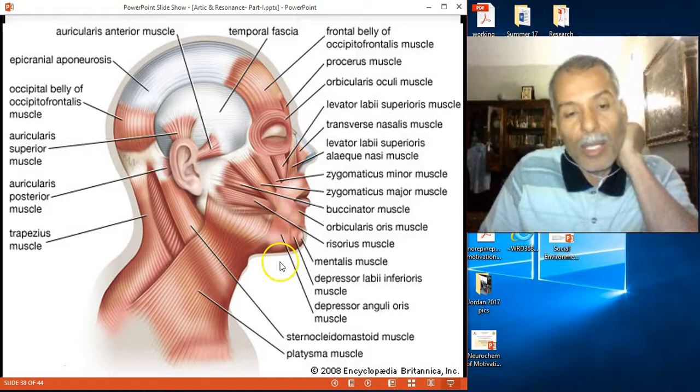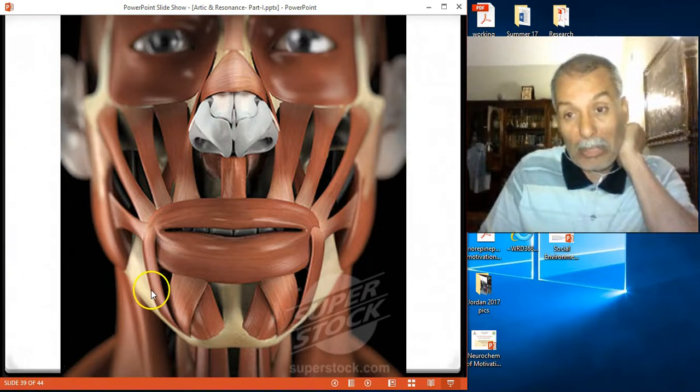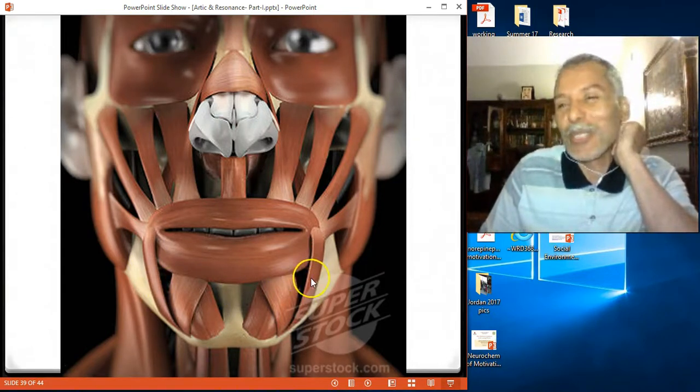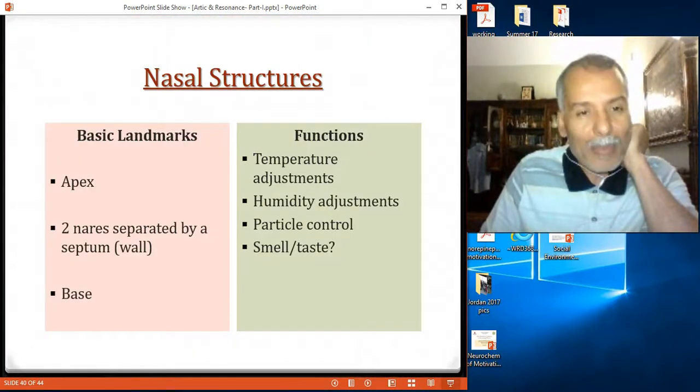That is the one that is attached to the corners of the mouth, the lips. And when they contract, they pull the corners of the lips down, like that, to express sadness or some kind of expressions that you make.